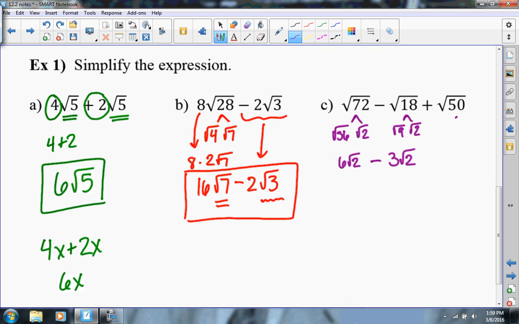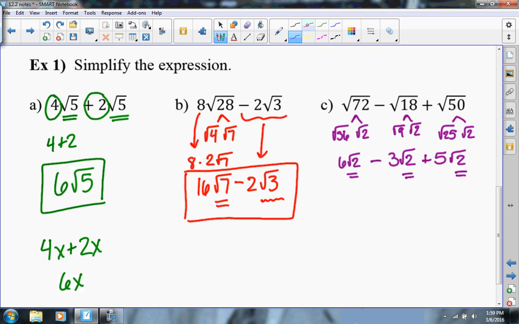And then for 50, oh, that's the example I did up above. We can break this down with the square root of 25 and the square root of 2. And the square root of 25 is 5. So now all of my terms have the square root 2 in them. So here I have 3 like terms.